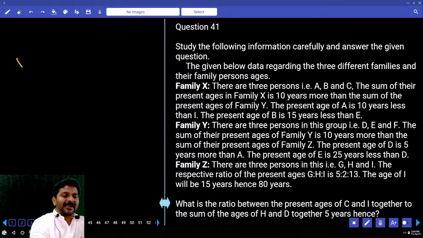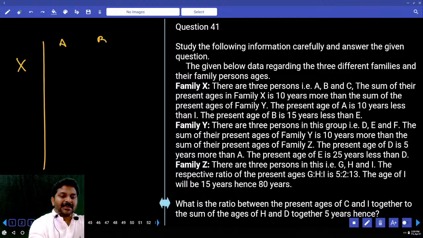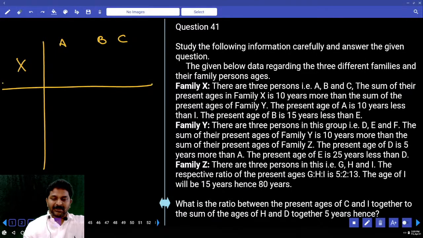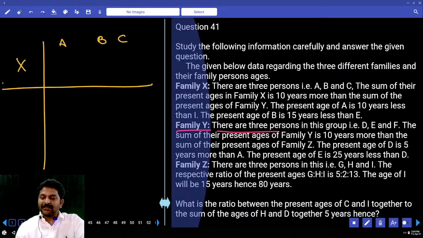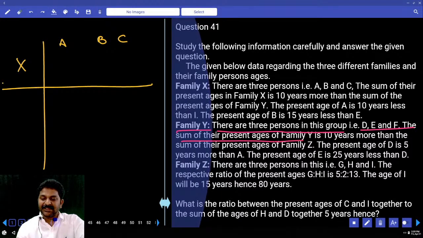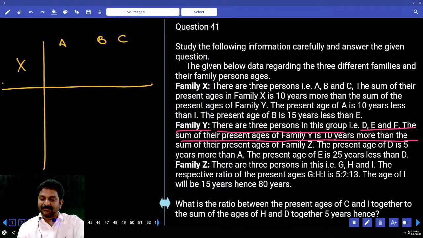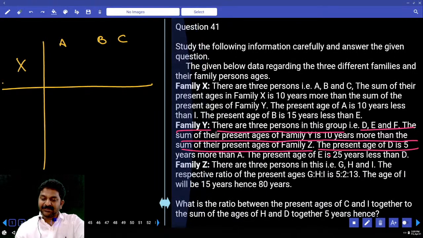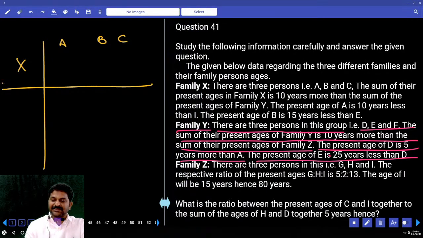So in family X, there are three people A, B, C. None of their numbers are mentioned here, correct? Only comparison is given, so nothing can be written here. Next, continue. Family Y, there are three persons in the group, that is D, E, F. The sum of their ages in family Y is 10 more than the sum of ages of family Z. The age of D is 5 years more than A. The age of E is 25 years less than D.